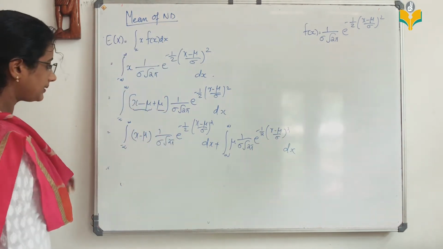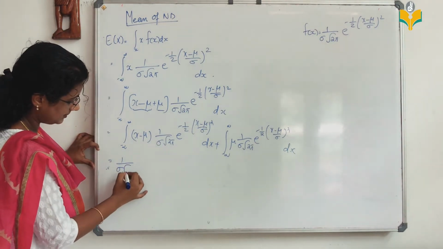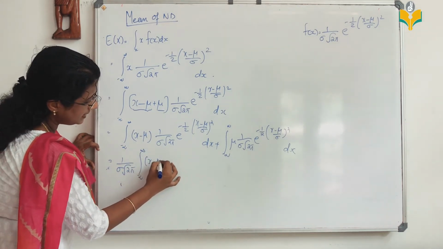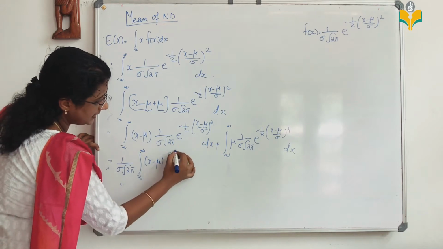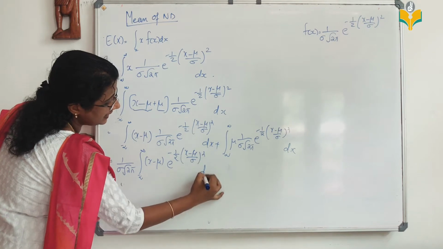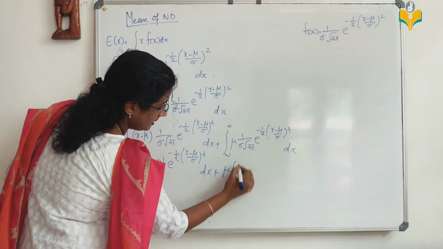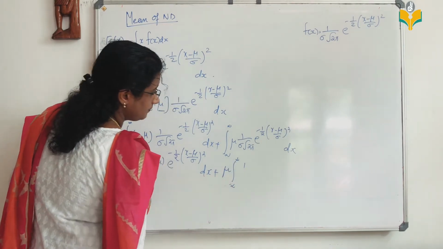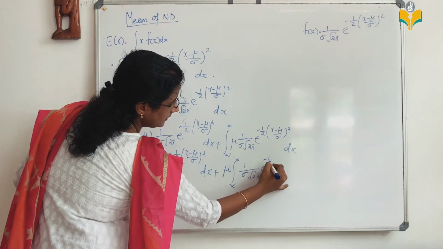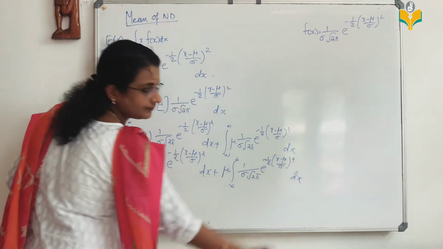Alright. Now this is a constant term, so we can take 1 by sigma root 2 pi outside, into integral from minus infinity to infinity of x minus mu into e raised to minus half into (x minus mu by sigma) the whole square into dx, plus here mu is a constant, so it can be taken outside: mu into integral from minus infinity to infinity of 1 by sigma root 2 pi into e raised to minus half into (x minus mu by sigma) the whole square into dx. Alright.